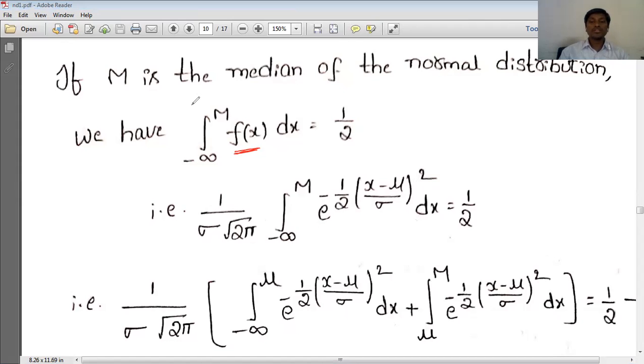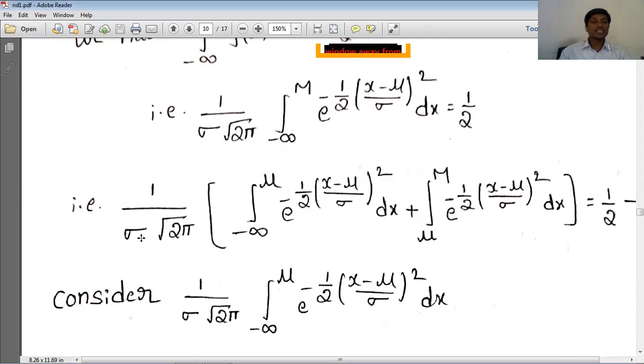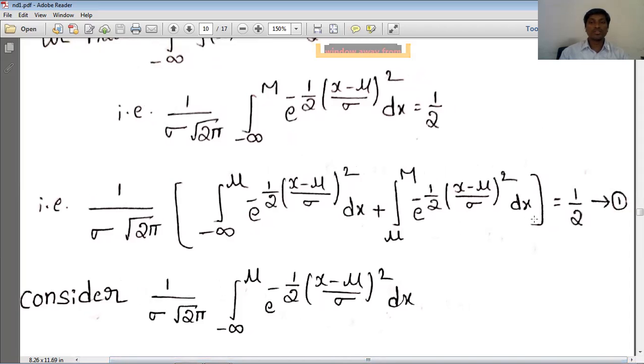So already we know that the median is the mean. By using that, we divide the integral into two parts. One is 1 by sigma into square root of 2 pi, integral from minus infinity to mu of e power minus 1 by 2 x minus mu by sigma whole square dx, plus the integral from mu to m of e power minus 1 by 2 x minus mu by sigma whole square dx, is equal to 1 by 2. We call this equation 1. Okay, now we are taking this part.